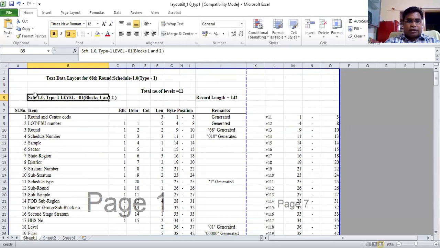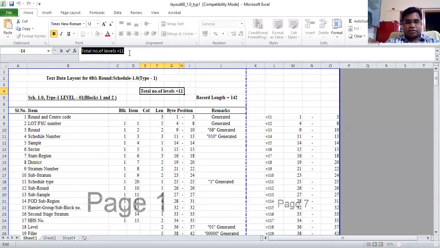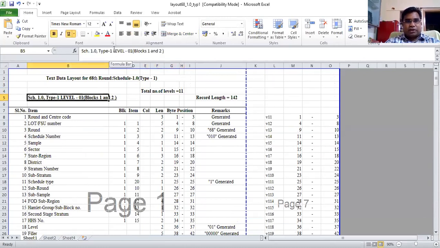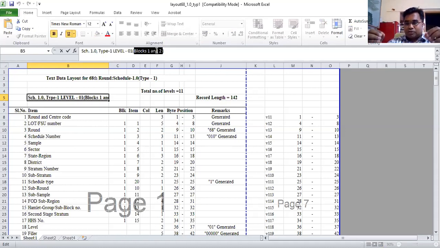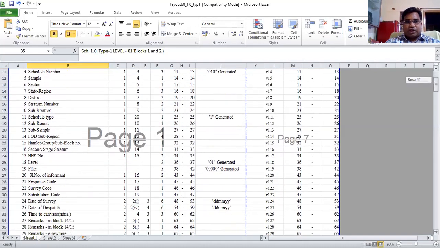Now look here. This item says the total number of levels is 11. So in this layout file, the total levels are 11. Now let us focus on what each level means to us. First, it says level 1, and within parentheses you see blocks 1 and 2. What do these blocks 1 and 2 mean? These are the blocks corresponding to the questionnaire. Whatever information you have collected using your questionnaire in block 1 and block 2 gets stored in level 1.